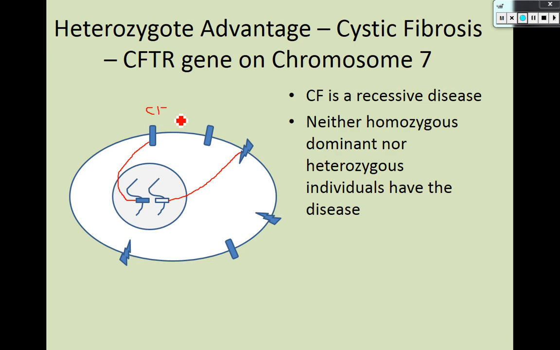And so we say cystic fibrosis is a recessive disease. This is also an example of having the disease is the recessive. So the yes version, having freckles, tasting PTC, is not always dominant. Having cystic fibrosis is recessive. Neither homozygous dominant nor heterozygous individuals have the disease at all.